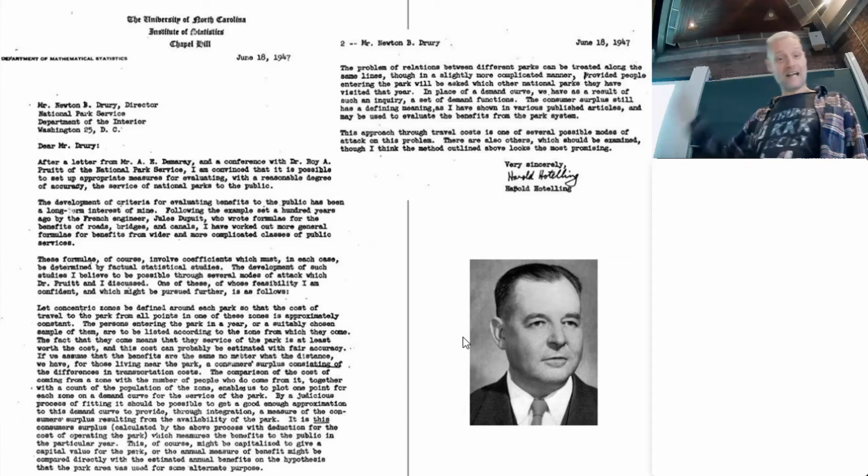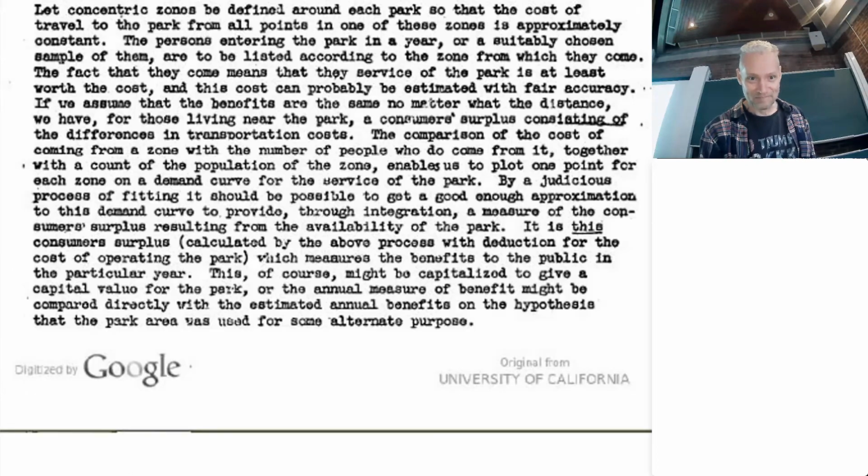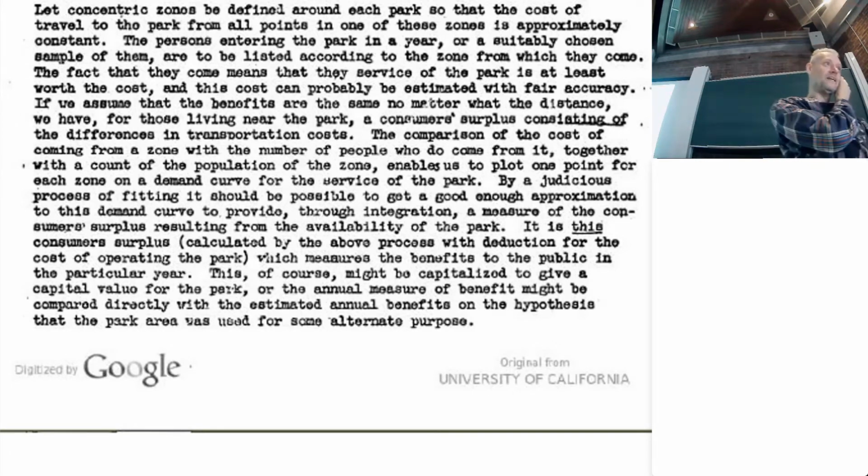And then the travel cost method is of course known as the travel cost method rather than the Hotelling method. And he did it in this letter, dated June 18, 1947. And let's zoom in. Let concentric zones be defined around each park so that the cost of travel to the park from all points in one of these zones is approximately constant. The persons entering the park in a year, or a suitably chosen sample of them, are to be listed according to the zone from which they came.